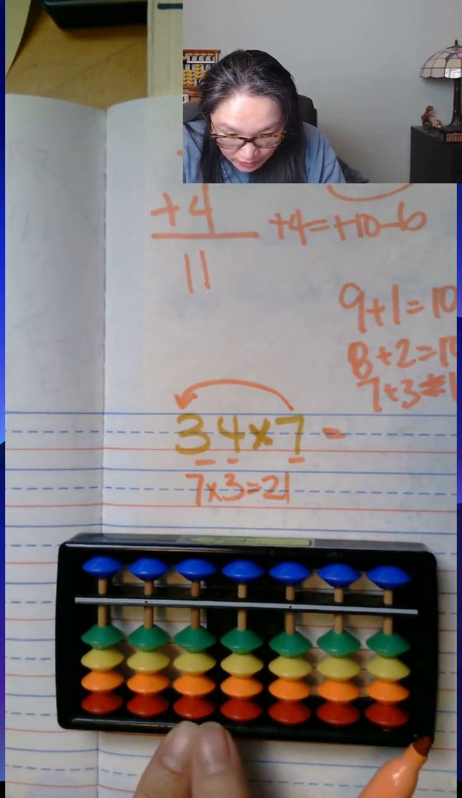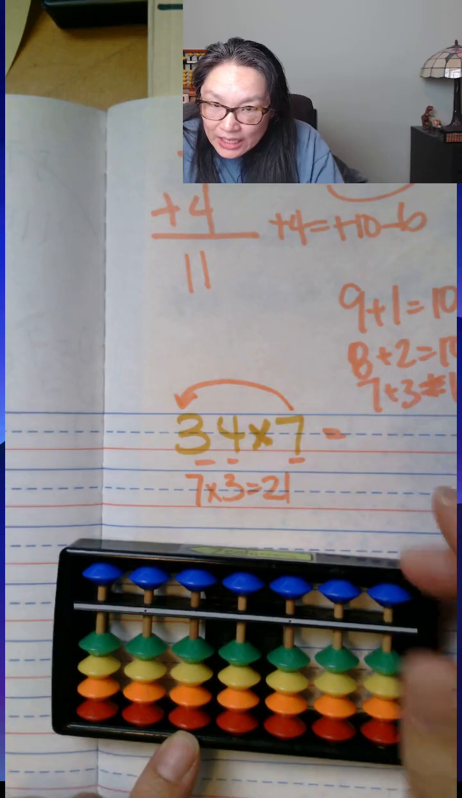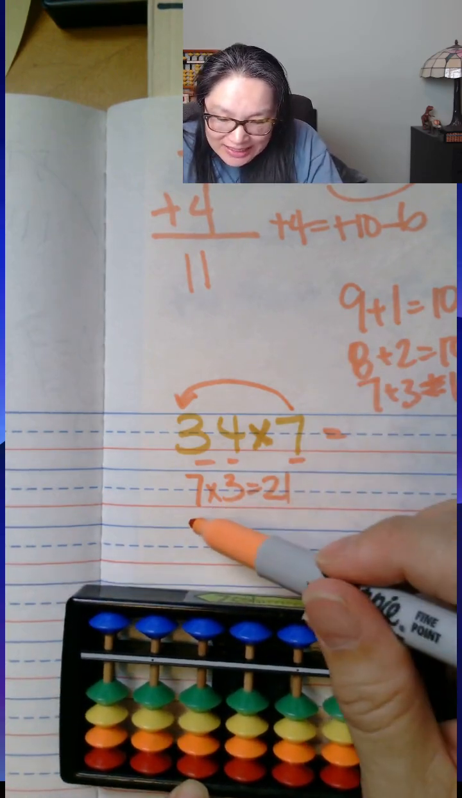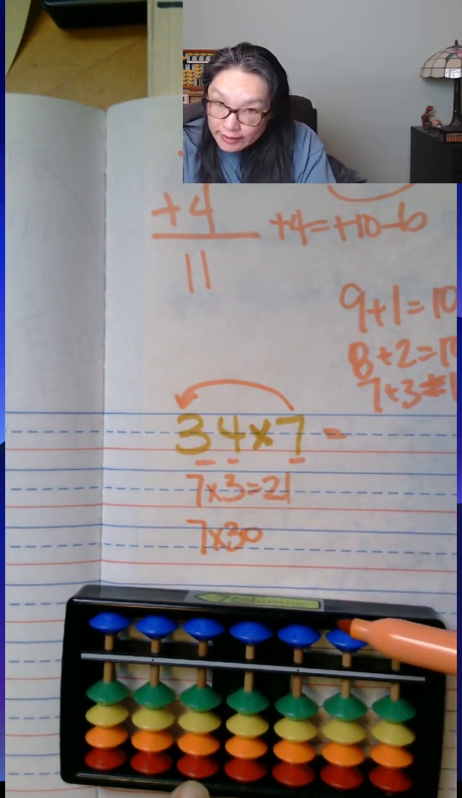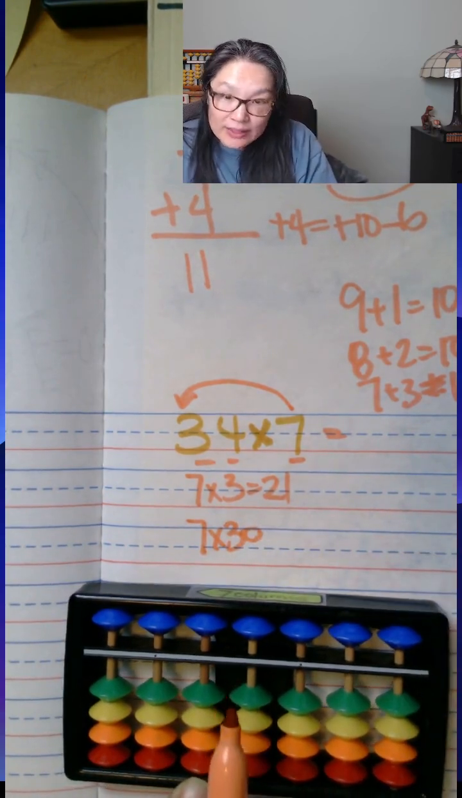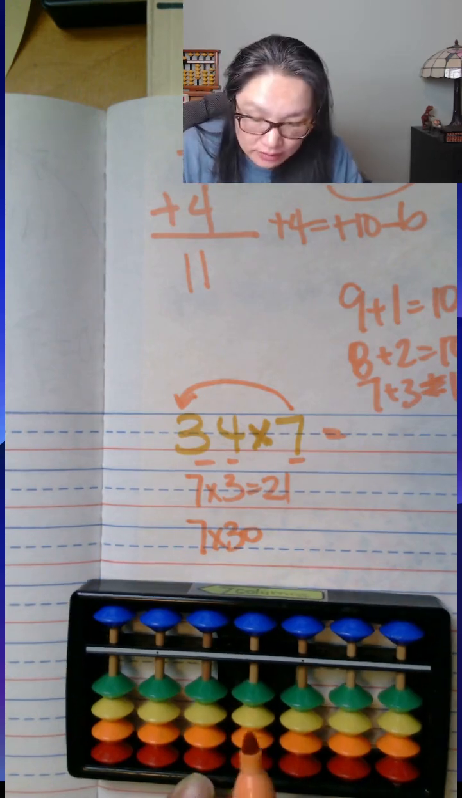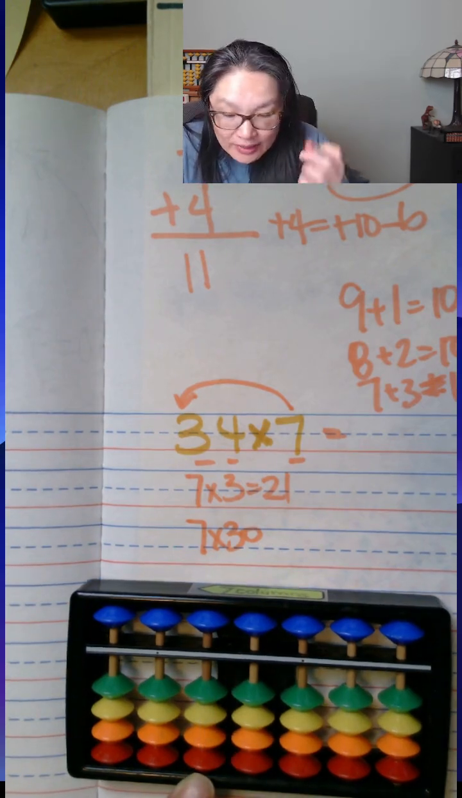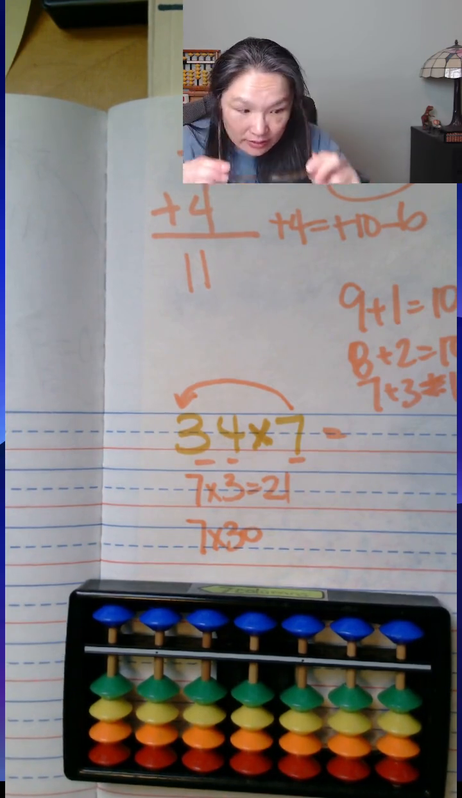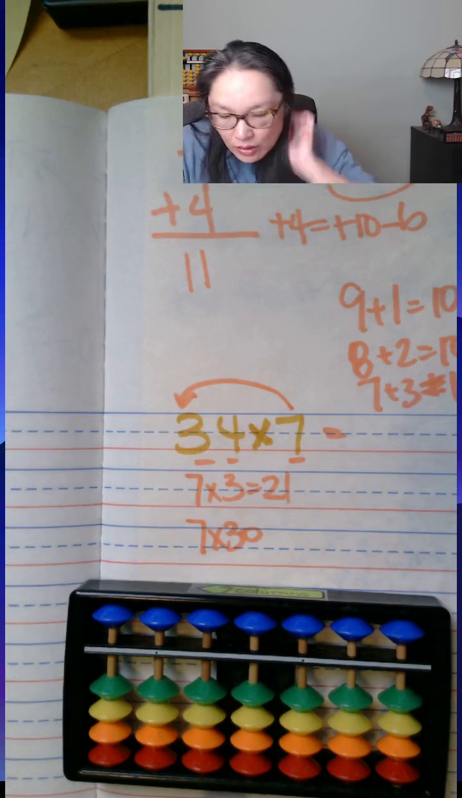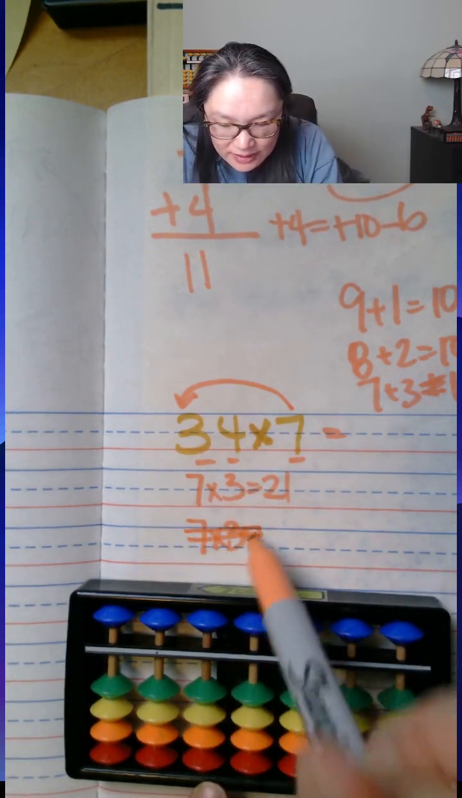So when we do 21, I'm not going to say 7 times 30. You could, but the reason why we do it on the abacus is so that I don't need to do it. We're going to utilize the abacus for what it is, and what it does is it helps keep track of our digits. So I would not say 7 times 30.